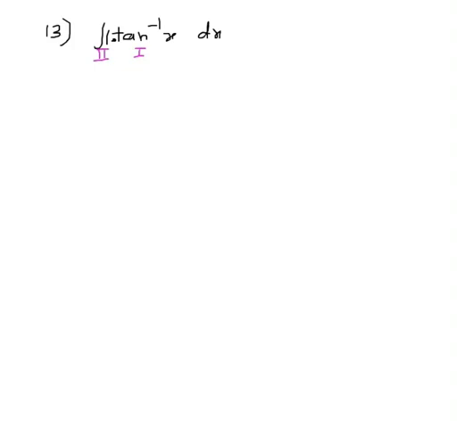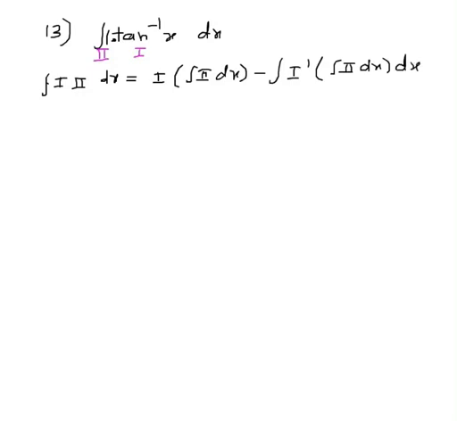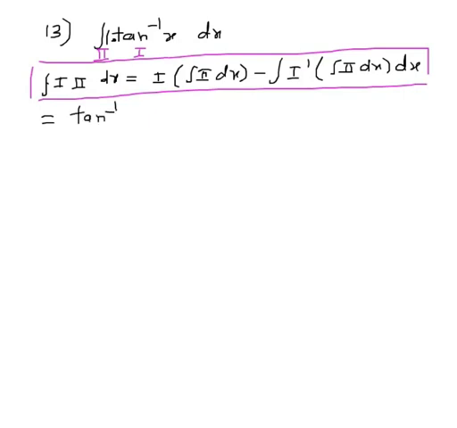I comes first. 1 is an algebraic function. Constant terms come under algebraic function. Integral of first into second dx is equal to first function into integral of the second function minus integral differential of the first function into integral of the second function dx. Hope you have memorized this formula. First function is tan inverse of x. Integral of 1 is x minus integral differential of tan inverse is 1 divided by 1 plus x square into integral of the second function.